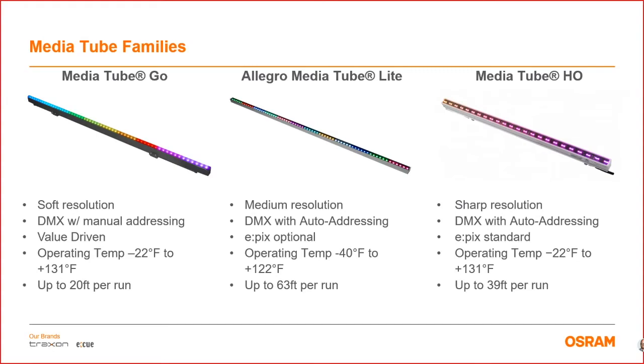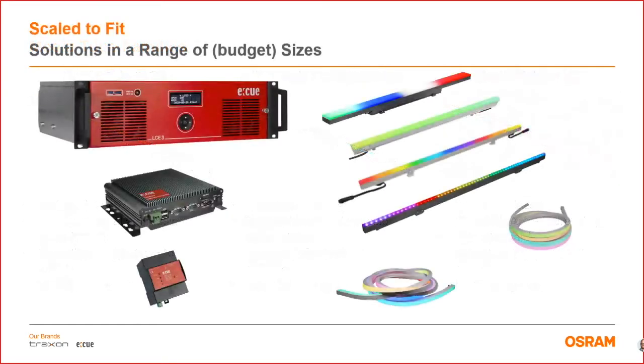So all those things I'm saying, this is like our contractor grade solution for the MediaTube family, whereas Allegro MediaTube Lite is our specification grade product, and we'll call MediaTube HO our integrator grade product, when you really have a very sophisticated media lighting team with all the programming chops and really going for a high-end premium feature installation. And that's part of why we're offering this range of solutions.